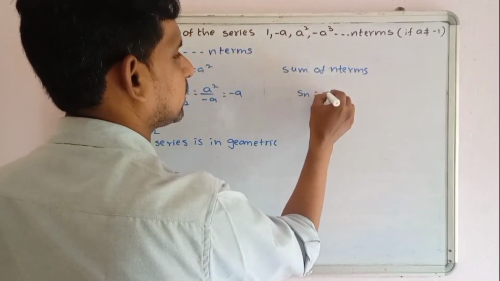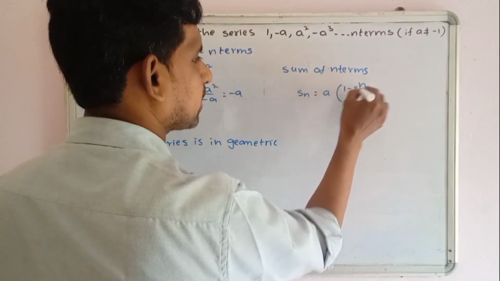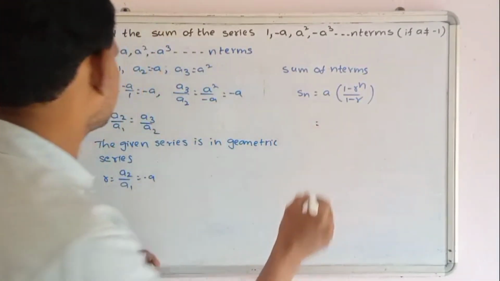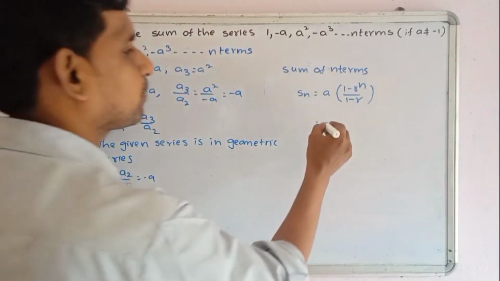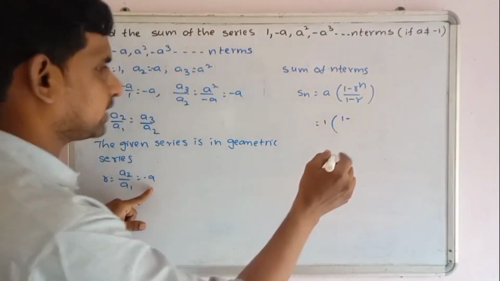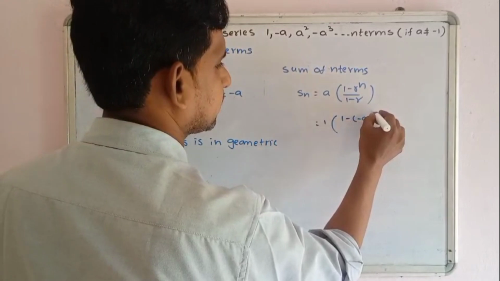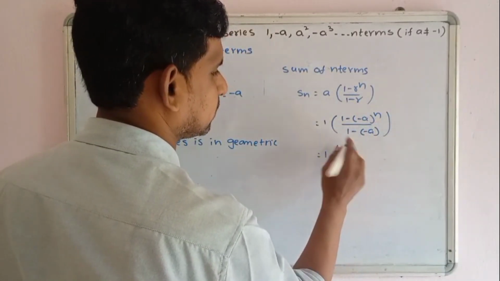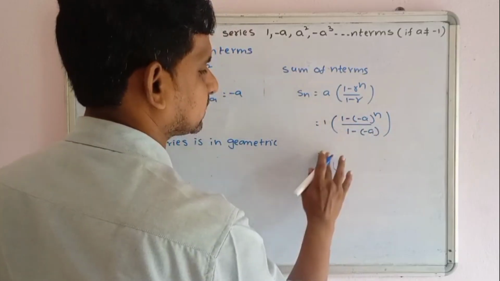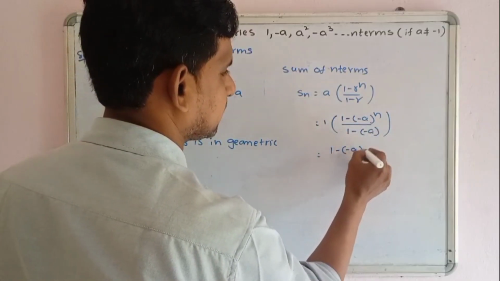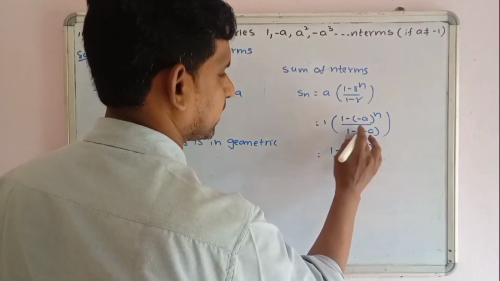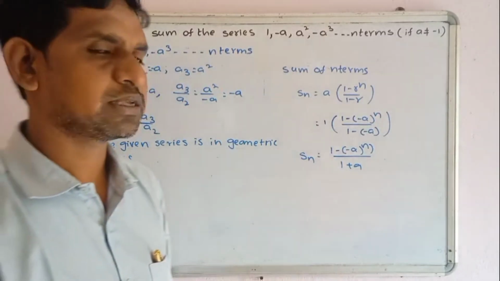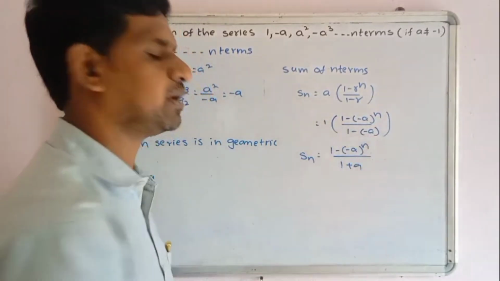Sn equals a into 1 minus r power n by 1 minus r. Here a value, how much? a value is the first term, that is 1, into 1 minus r value, minus a, power n, by 1 minus r value, minus a. That equals 1 into, anything into 1 is the same number, leave it, 1 minus a power n by 1 minus of minus is plus a. So the sum of n terms in the given series is 1 minus a power n by 1 plus a.